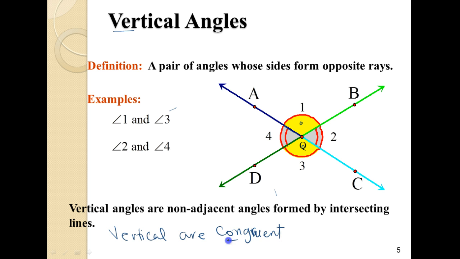Okay, now the word congruent means equal. So if I say, let's say this one here is 60 degrees, then angle 4 will be 60 degrees. And if this angle here is 120 degrees, then angle 3 will be 120 degrees. Vertical angles are congruent. That means they are equal to one another.